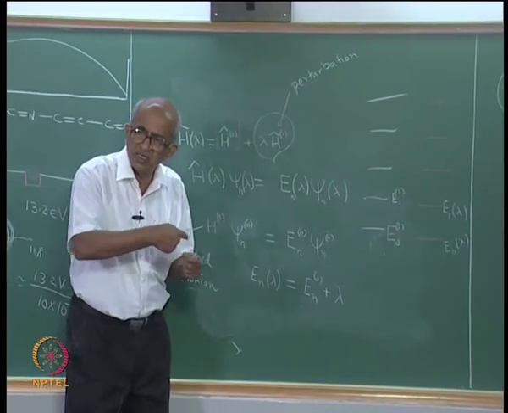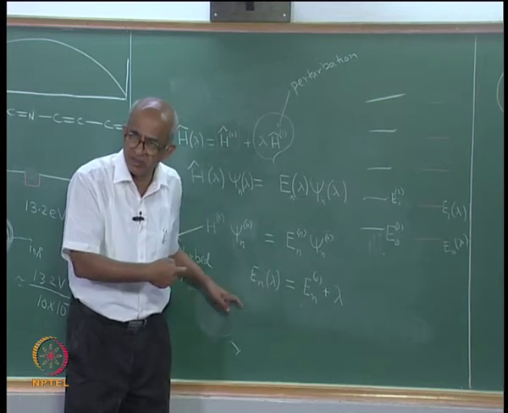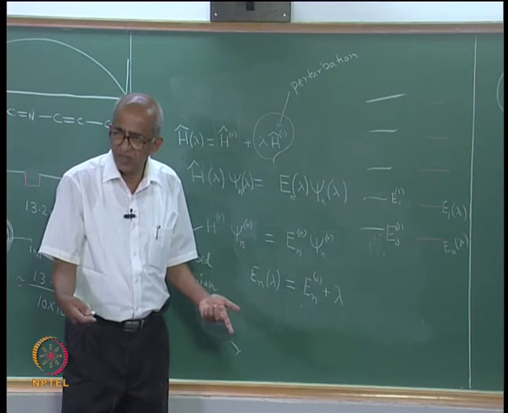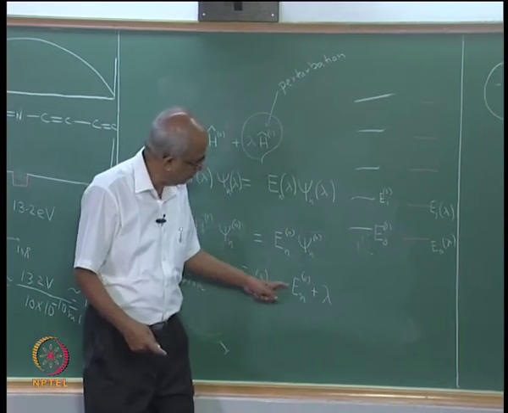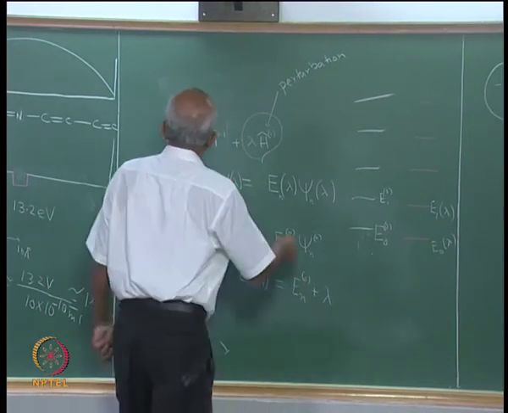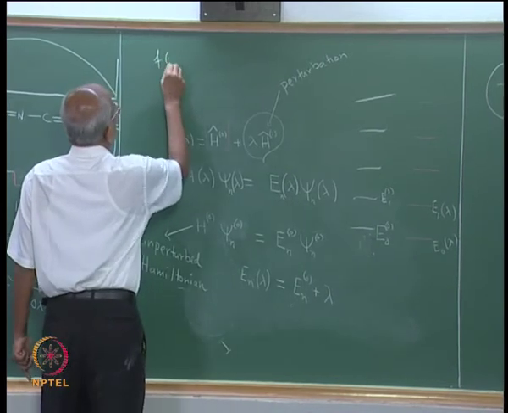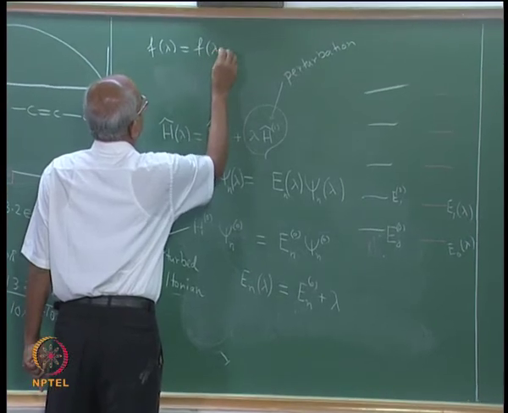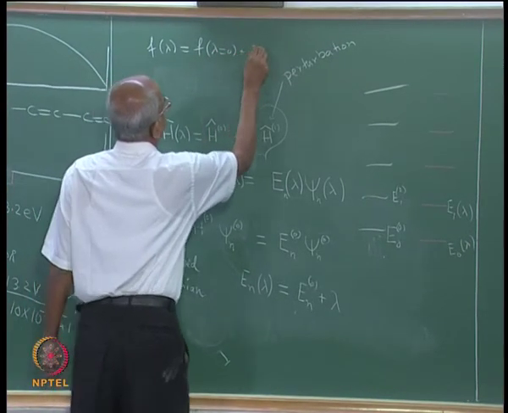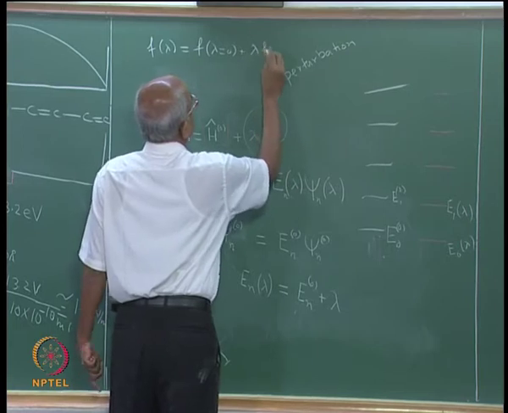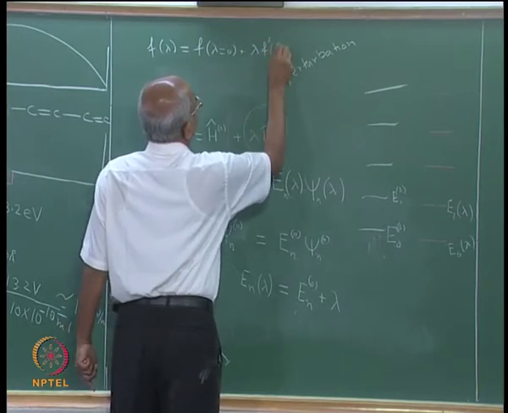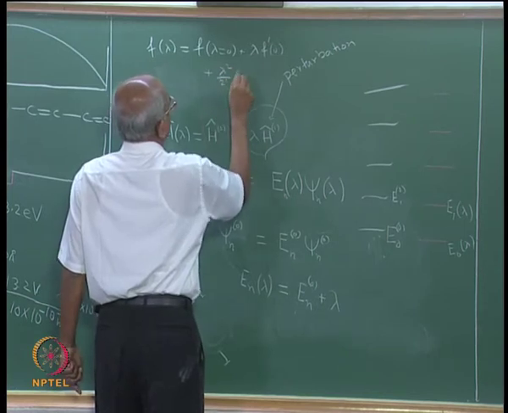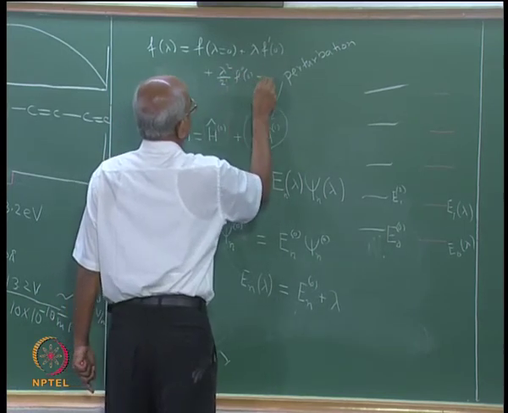So, you can imagine that you are going to do a Taylor expansion of E n lambda about lambda equal to 0. If you did a Taylor expansion, maybe if you want I can remind you, f of lambda will be f at lambda equal to 0 plus lambda times f prime at 0 plus lambda square by 2 factorial f double prime 0 plus etc. That is what is going to happen.